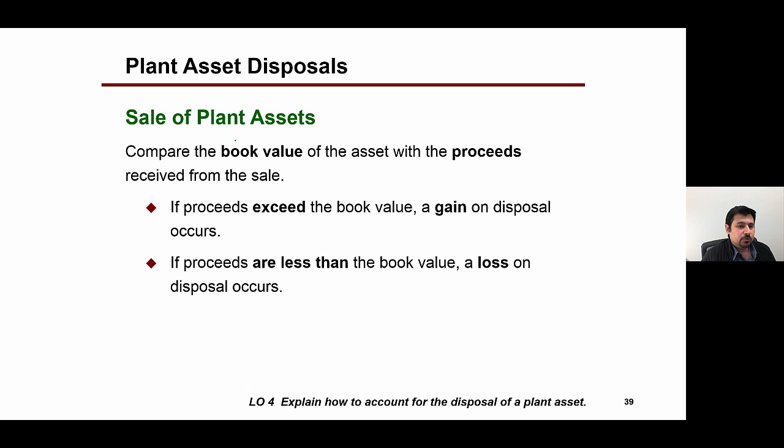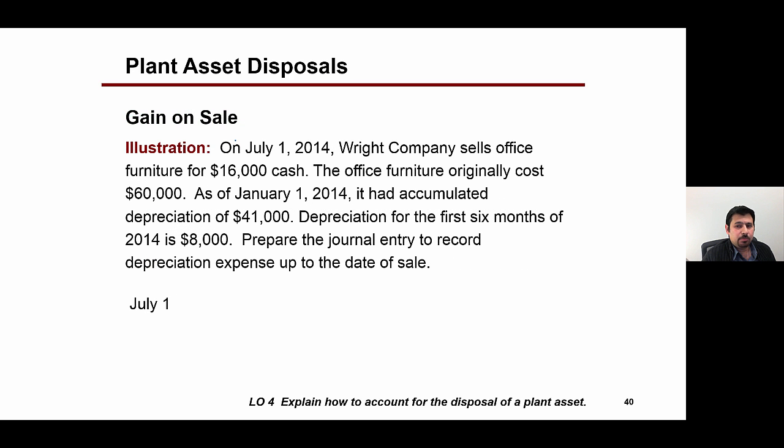Now, the other type of disposal of plant assets is the sale of plant assets. In this case, the company will have to compare the book value to the proceeds from the sale. If the proceeds from the sale are greater than the book value, the company will report a gain on disposal. If the proceeds are less than the book value, it will be a loss. Remember, the book value is the original cost minus the accumulated depreciation. So let's look at this example here.